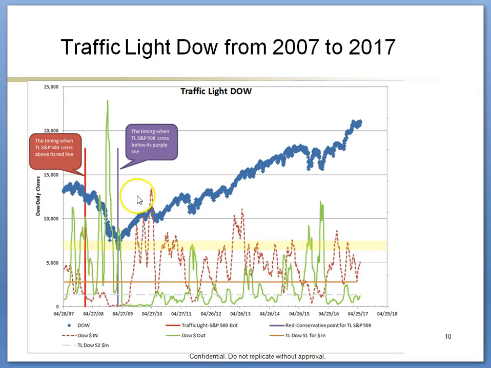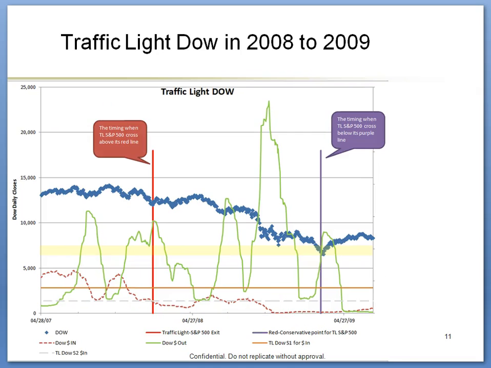Again, as I mentioned earlier, we'll look at the period in 2008, the 2011-12 period, and the recent 2015 period. Let's start with 2008. Here's the zoom-in view in 2008. Prior to traffic light S&P 500 crossing above its red line, traffic light Dow is showing a bearish crossover, meaning that the money outline crosses above the money inline, crosses over here, crosses over again. Traffic light Dow money flow outline stays above the dashed red line during the entire period.